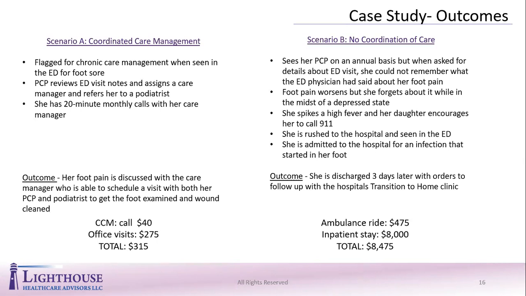She spikes a high fever, and she's on the phone with her daughter, and her daughter encourages her to call 911. She's rushed to the hospital, seen in the emergency department, and then she's actually admitted because of an infection that had started in her foot. So the outcome here is that she's discharged 3 days later with orders to follow up in the hospital's transition to home clinic. So the burden on the healthcare system in scenario B is much larger. We see there's an ambulance ride, an inpatient stay, which all amounts to a much higher cost of care.